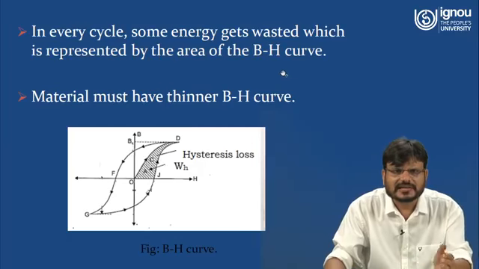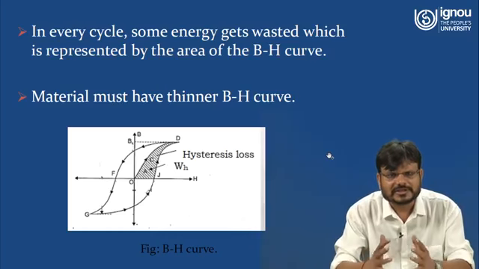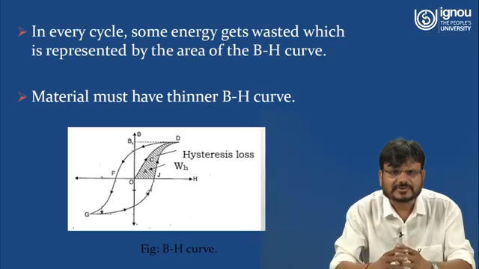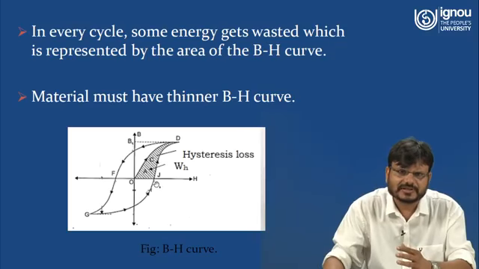And in every cycle some energy gets wasted, which is represented by the area of this BH curve. So if we want to keep the hysteresis losses minimum, that means the core material, like CRGO, must have a thinner BH curve. If the property of that material shows that it has a thinner BH curve, that means it will have less hysteresis losses in the transformer.